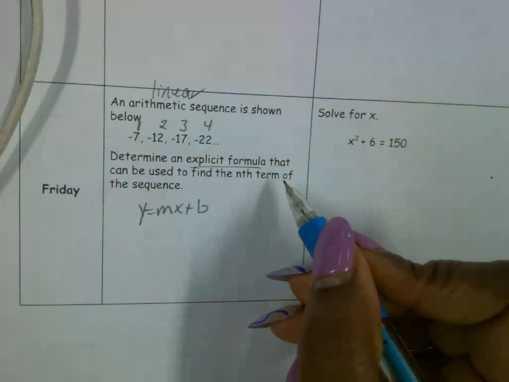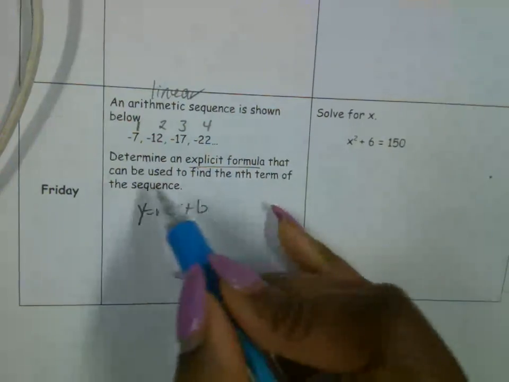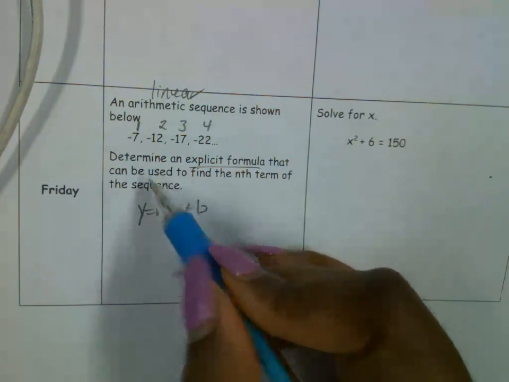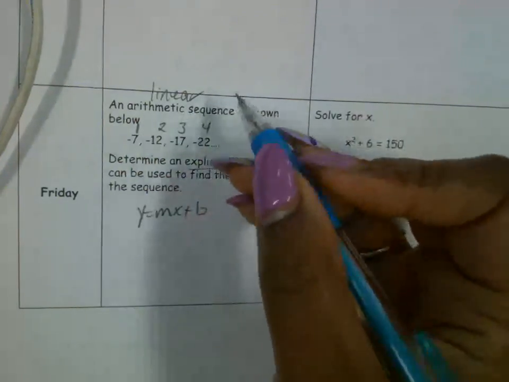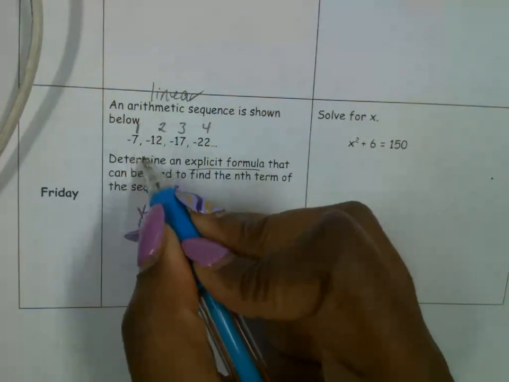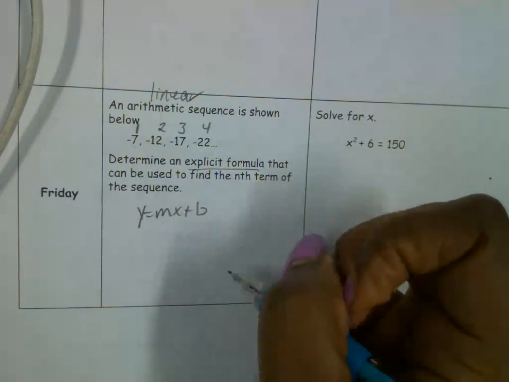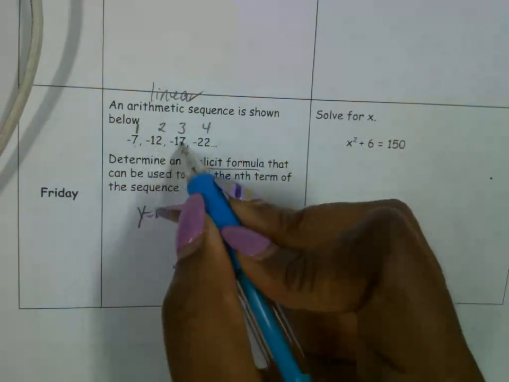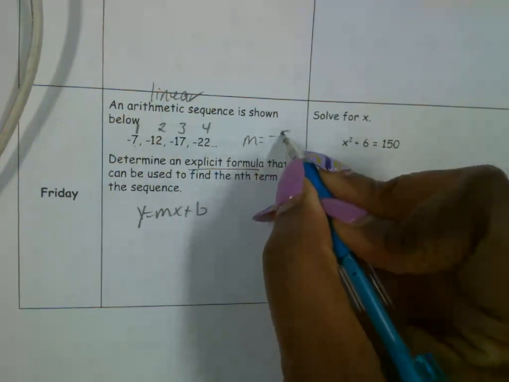All right, so we're gonna use y equals mx plus b. So now we have to figure out what our m is and what our starting amount is. Let's figure out what our m is first. What are we going up by? Are we adding or subtracting to get to the next number? Subtracting. What are we subtracting to get the next number? 5. We're going to subtract 5. So our m here is going to be a -5.